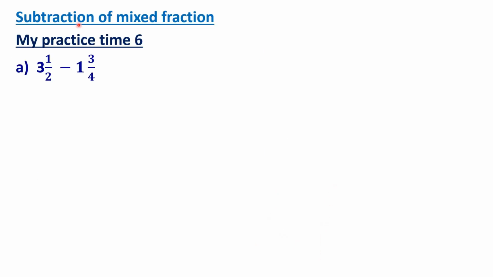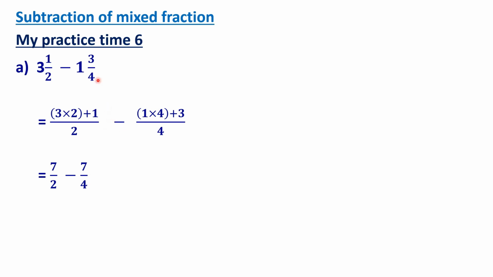Next question you see subtraction of mixed fractions. The question is taken from My Practice Time 6A. 3 1 by 2 minus 1 3 by 4. First of all we will convert these mixed fractions into improper fractions. You know how to convert it into an improper fraction? We will multiply the whole number by the denominator and add the numerator, and the whole thing is divided by the denominator. So here we get 3 into 2 plus 1, the whole thing divided by 2.